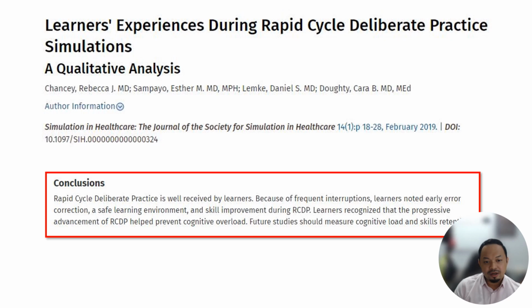And another paper, a qualitative analysis on the learner's experience during RCDP, by Rebecca et al. They mentioned that RCDP is well received by the learner, because of the frequent interruption. Learners noted early error correction, a safe learning environment, and skill improvement during the RCDP. Learners recognize that the progressive advancement of RCDP helps prevent cognitive overload, because you chunk the simulation into parts.